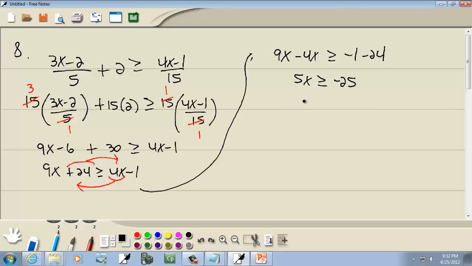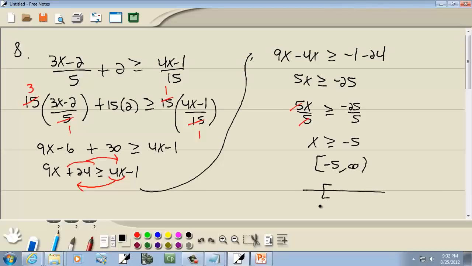Last step, divide both sides by a number in front of your x, which is a 5. Those 5's cancel. And we got x is greater than or equal to negative 5. Now it's going to positive infinity, and it's greater than or equal to, so it includes negative 5, so let's bracket, like that. And then bracket on negative 5, and shaded to positive infinity, which is to the right.